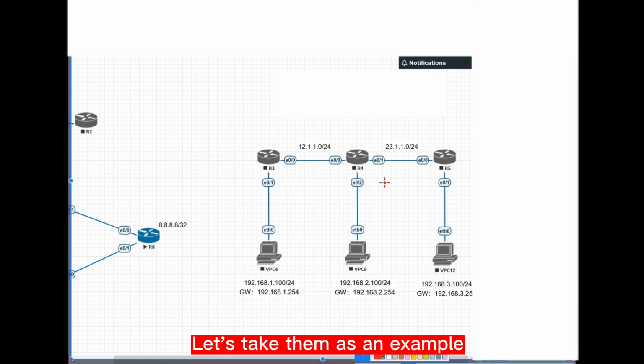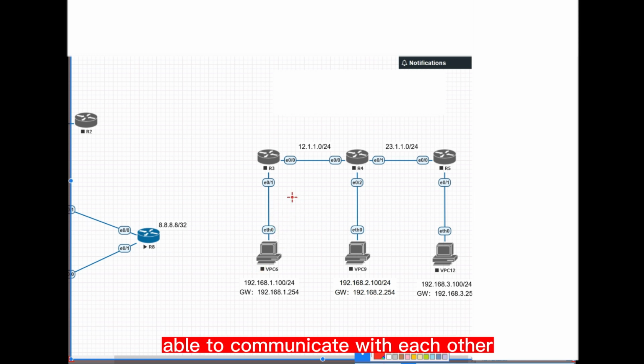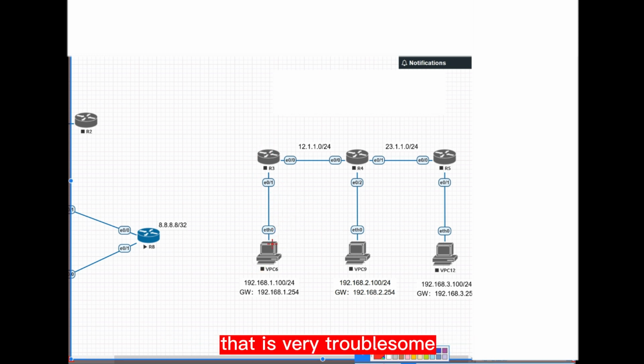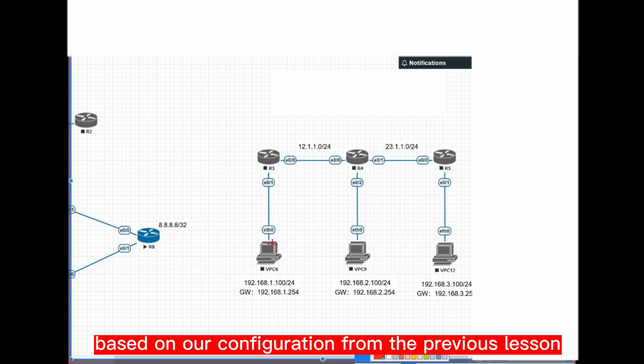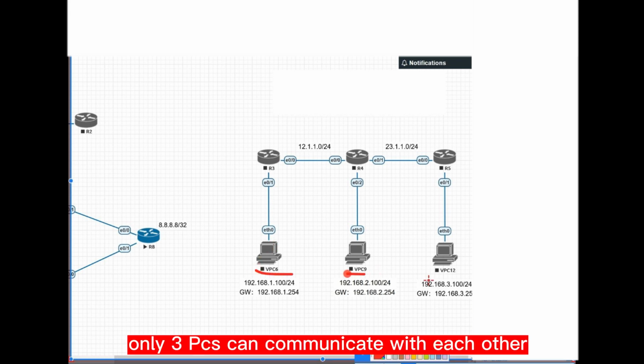Let's take them as an example. These 3 devices. If I want them to be able to communicate with each other, that is very troublesome. Let me introduce to you, based on our configuration from the previous lesson, in fact, only the 3 PCs can communicate with each other.